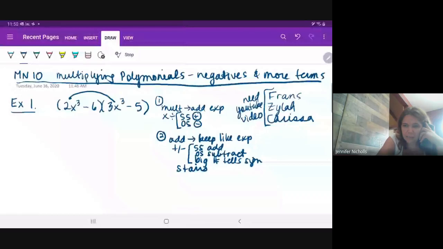Anyone have an idea? So multiply and you add them. Yes, 6x to the 5th.